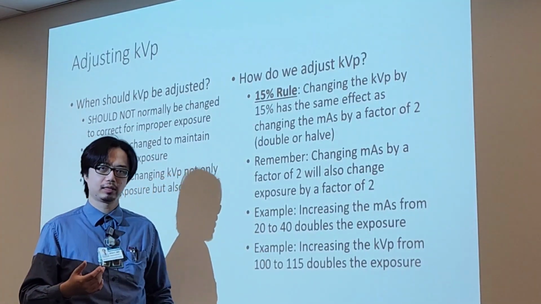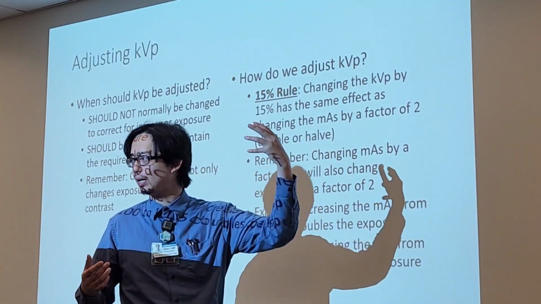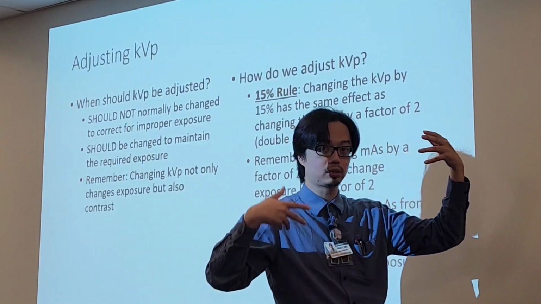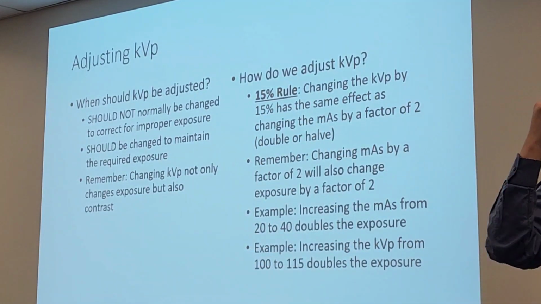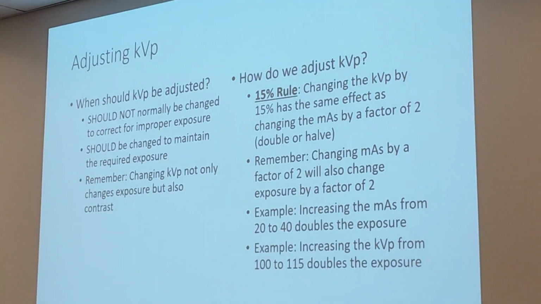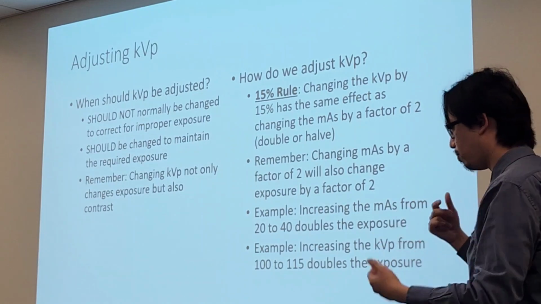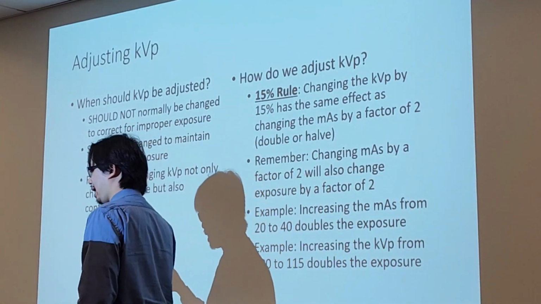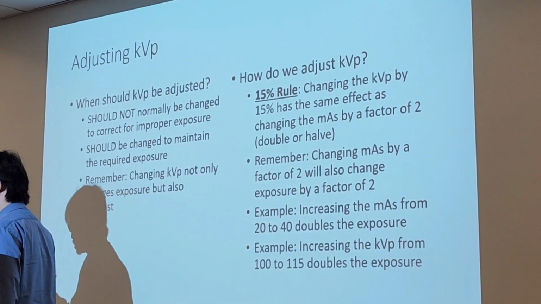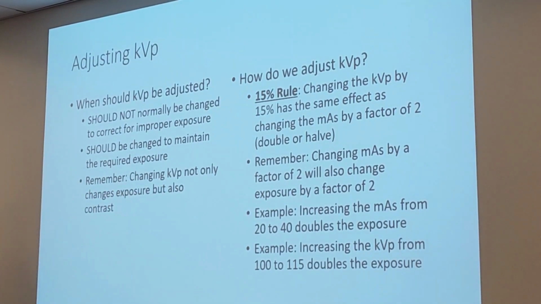Right? If you have times 2 the mass, double the mass, you have times 2 the exposure, times 2 the number of x-rays. If you cut your mass in half, you cut the number of x-rays reaching the IR in half. Okay, so mass and intensity, mass and quantity have that direct relationship. With KVP, it's not so straightforward, right?